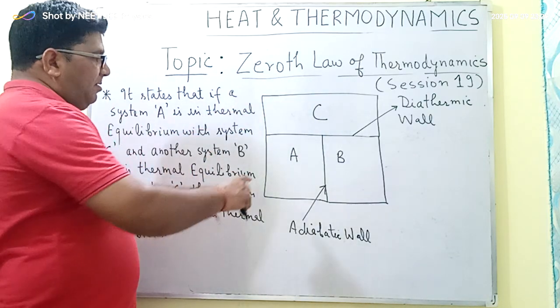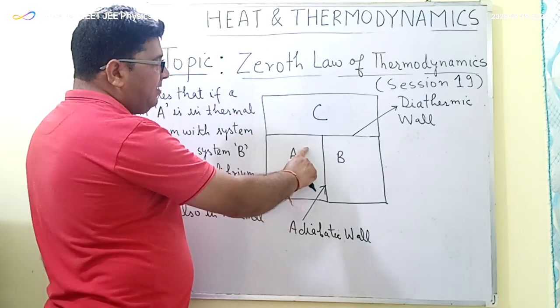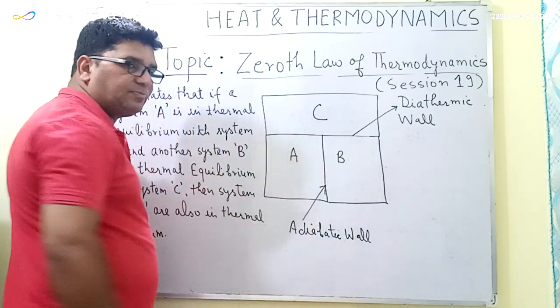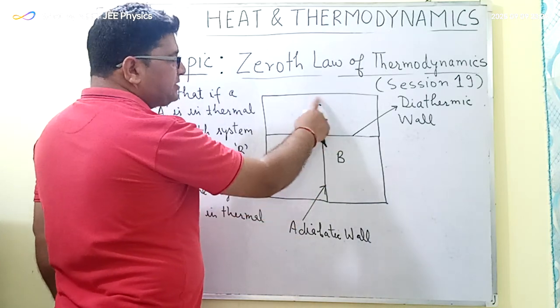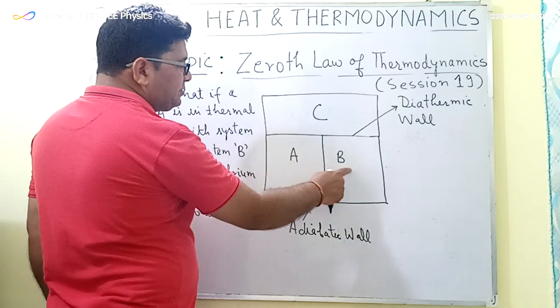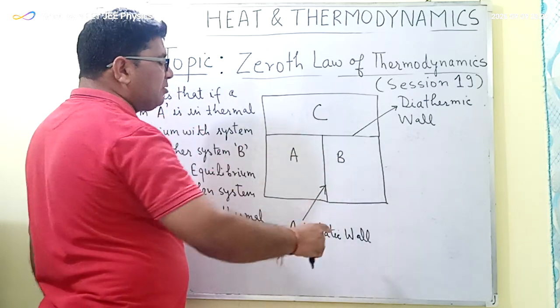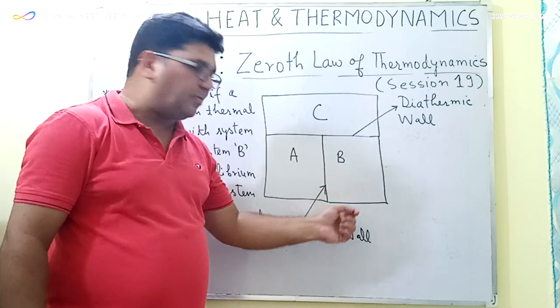So if there is a system, say A, which is in thermal equilibrium with the system C, and if there is another system which is in thermal equilibrium with the same system C, then both these two systems which are in thermal equilibrium with the system C will also be in thermal equilibrium.